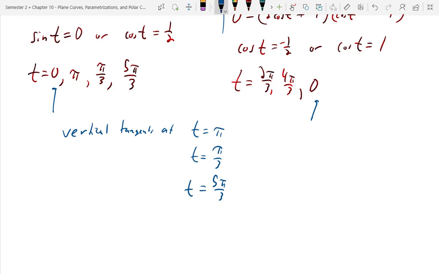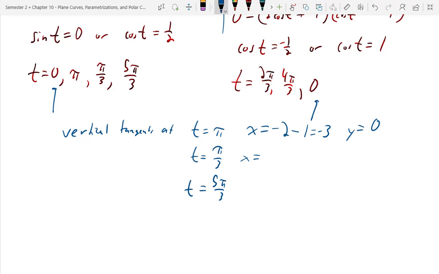The question asks you to find the points, so each one of those now gets plugged into the original function. t equals pi means x is equal to, if you look back, 2 cosine, so negative 2, minus cosine of 2 pi is 1, so negative 2 minus 1, that should be negative 3. And y would be equal to sine of pi, which is 0.